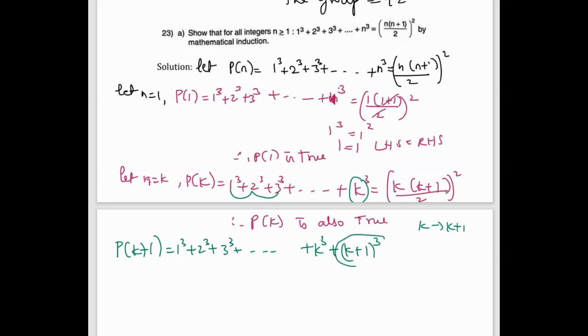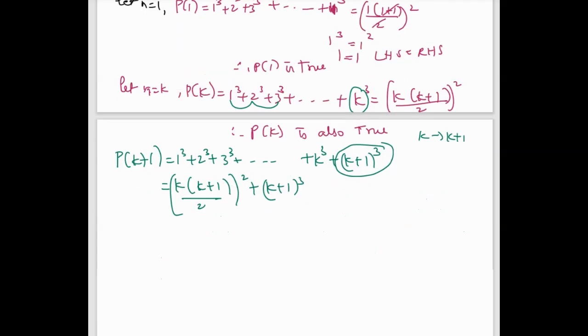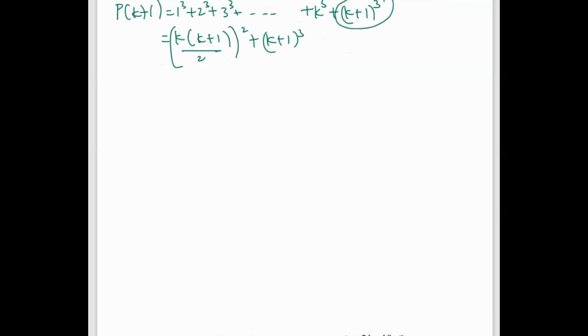Now whatever we added in LHS, same thing will add to RHS. So it will become k into k plus 1 divided by 2 whole square plus k plus 1 whole cube. Now we have to simplify this. So to simplify, we can write this as k square into k plus 1 whole square divided by 4. Then plus.